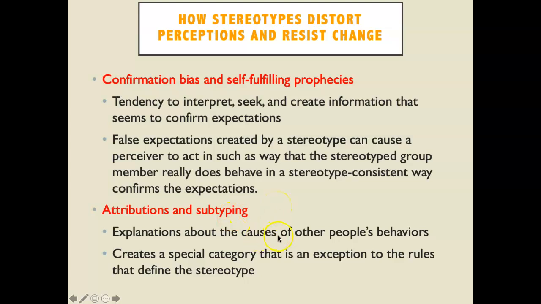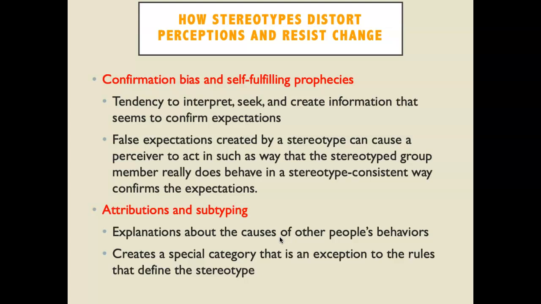Attributions and subtyping. So of course, we're always looking for explanations about the causes of other people's behavior, right? I mean, that's attribution theory. Well, what may happen is that, based on your stereotype, you see behavior that is kind of ambiguous, you're not really sure what the behavior is all about. But if you have a stereotype, you're going to interpret that behavior in ways that are consistent with your stereotype. You're going to make an attribution based on the stereotype.